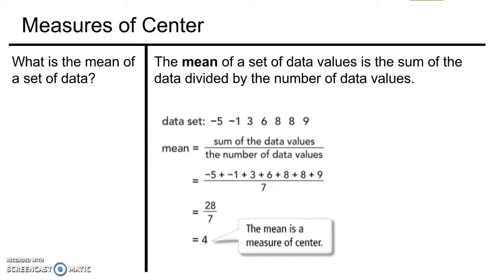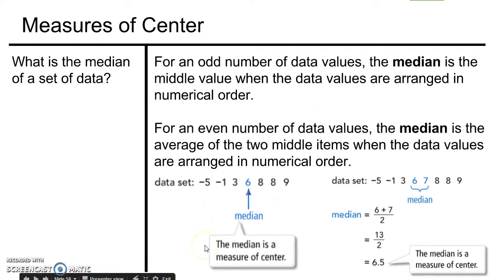So here, starting with measures of center, remember, to find the mean of a set of data, you add all the numbers up and then divide by however many numbers are in your data set. So here you see an example of that. You add all the numbers in your data set, and then you divide by how many numbers are in the data set to get your mean.